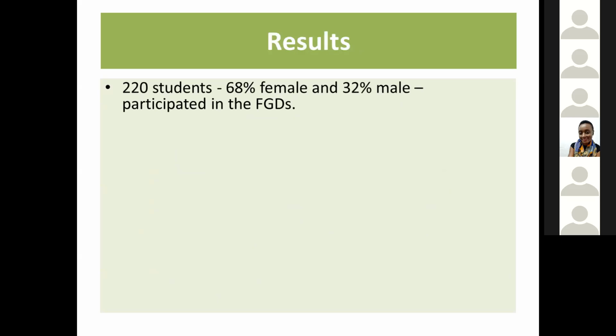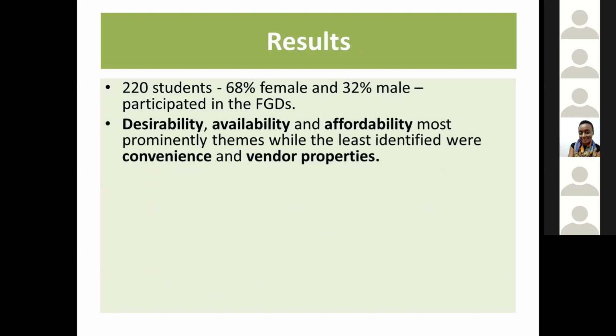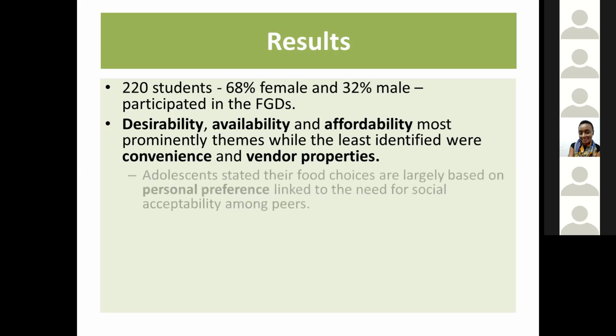So a total of 220 students, 68% female and 32% male, participated in the 20 focus group discussions that I conducted. And from the analysis, we were able to see that some of the domains from the conceptual framework I just described were standing out as opposed to others. Adolescents mentioned that issues to do with desirability of food, availability and affordability of food were the ones mainly influencing their dietary choices. The least identified themes were issues of convenience and vendor properties.